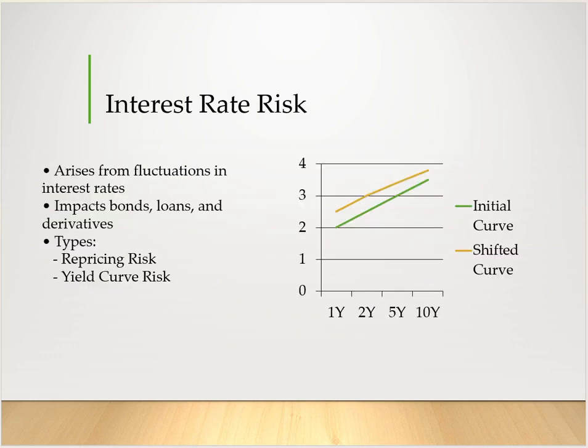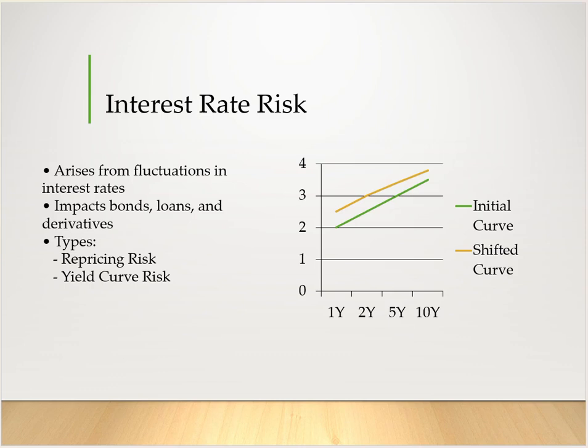So let's first discuss the most important factors. We will discuss each factor in detail. Let's start with a very important factor, interest rate risk. Interest rate risk comes from fluctuation in interest rates, such as fluctuations in the RBI repo rate, fixed or floating rate. What is the impact on your portfolio after such fluctuation in the interest rate? It mainly affects bonds, loans, or derivatives.